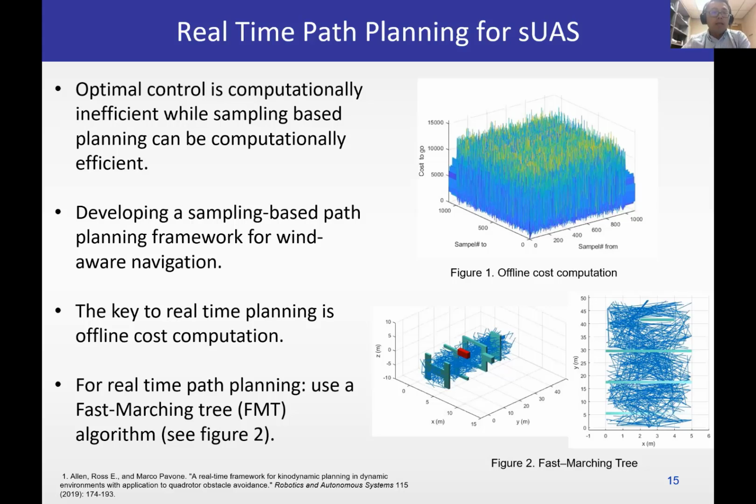So we're taking that approach and building on top of it, asking how do we add the wind information into it? Because all of the existing approaches don't consider wind that much. They just assume they fly in a wind-free environment. And how do we take that into account?